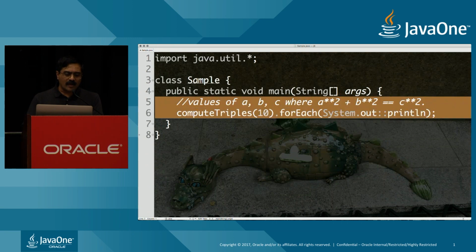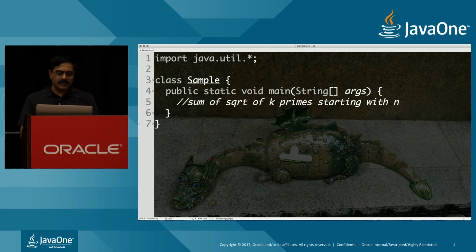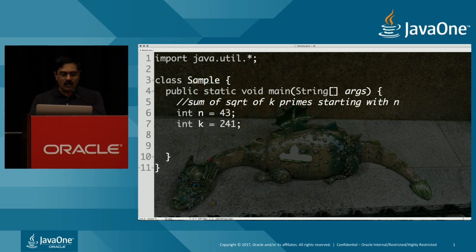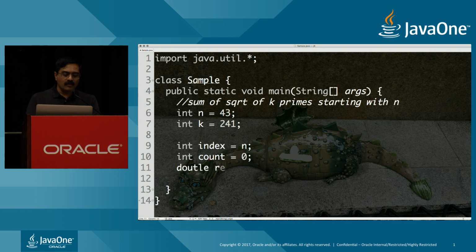In the main function, I'm going to try to implement the code for this: find the sum of the square roots of k prime numbers starting with n. Let's say n is equal to 43, and then int k equals 241, some random numbers. But how do I implement this code to compute the sum of the square roots of all the k numbers? Well, let's give it a try. We can say int index is equal to n, int count is equal to 0, and double result is equal to 0. When we are done with it, we want to print the result.